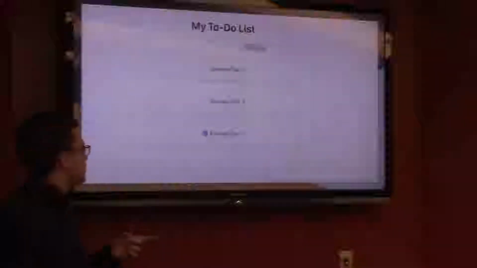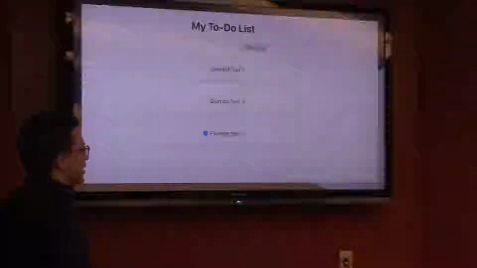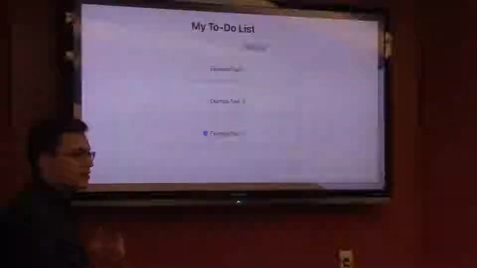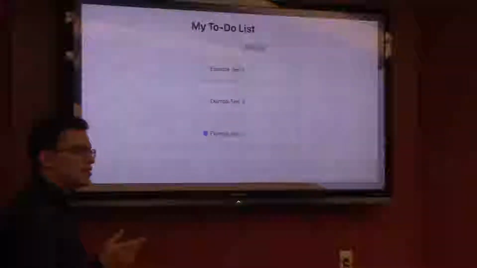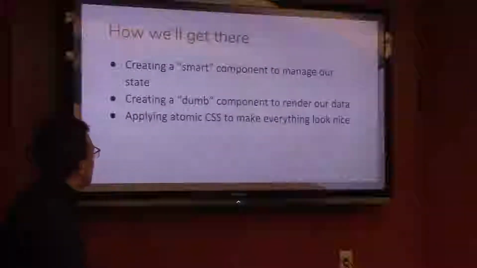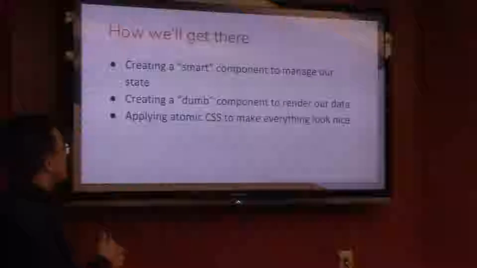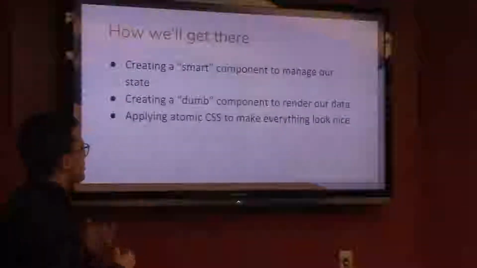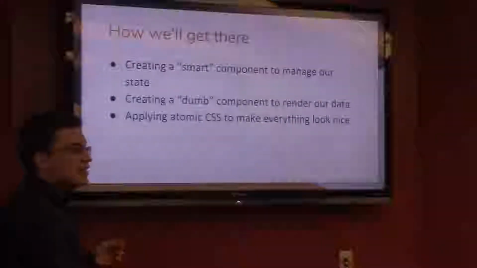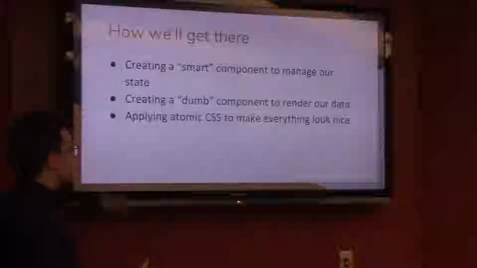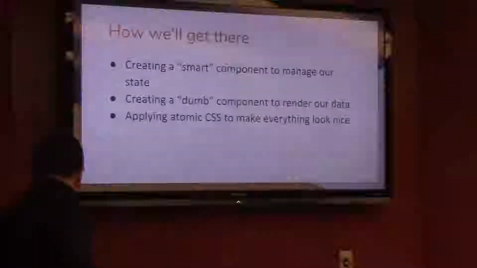If you're writing the code locally, it should look something like that. I think that's taken in Safari, and it looks a little bit different in Chrome. I do recommend you run it in Chrome, by the way, because in my experience, Safari and Firefox run really badly, but in Chrome, it was running fine. So we're going to look at 3 main things in the application: a smart component that manages the state, a dumb component that renders data, and then using atomic CSS. We'll get into what all this means shortly.